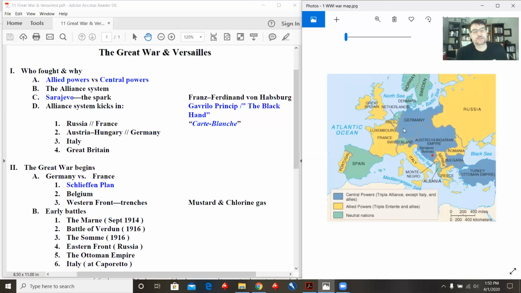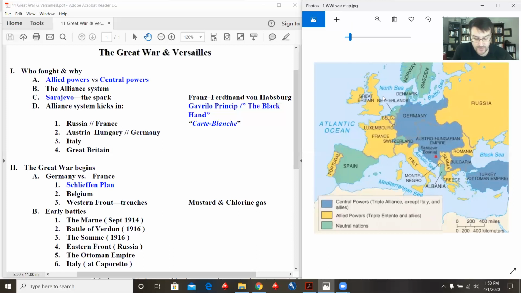So the incident that's going to spark the alliance system and kick it in happens in Sarajevo, the capital of Bosnia, a province at the time of the Austro-Hungarian Empire. Right here, showing you on the map precisely where that was. Now, this empire, the Austro-Hungarian Empire, was ruled by the von Habsburg family.